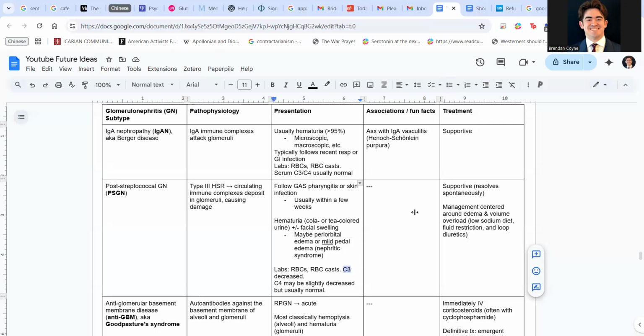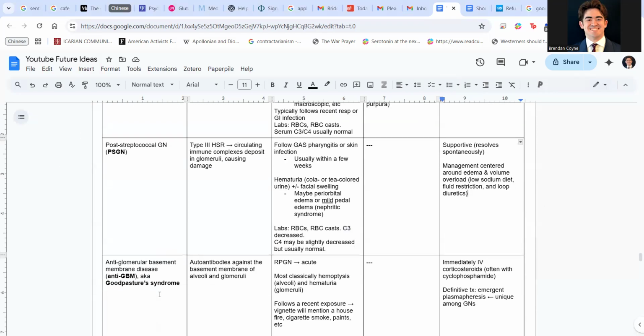There are no notable associations, but for treatment, it's going to be mostly supportive because this resolves spontaneously. Most of these GNs you'll find are supportive if they're not immunosuppression. So the management is primarily centered around managing the edema and the volume overload: giving a low sodium diet, restricting fluids, maybe even giving loop diuretics if needed.